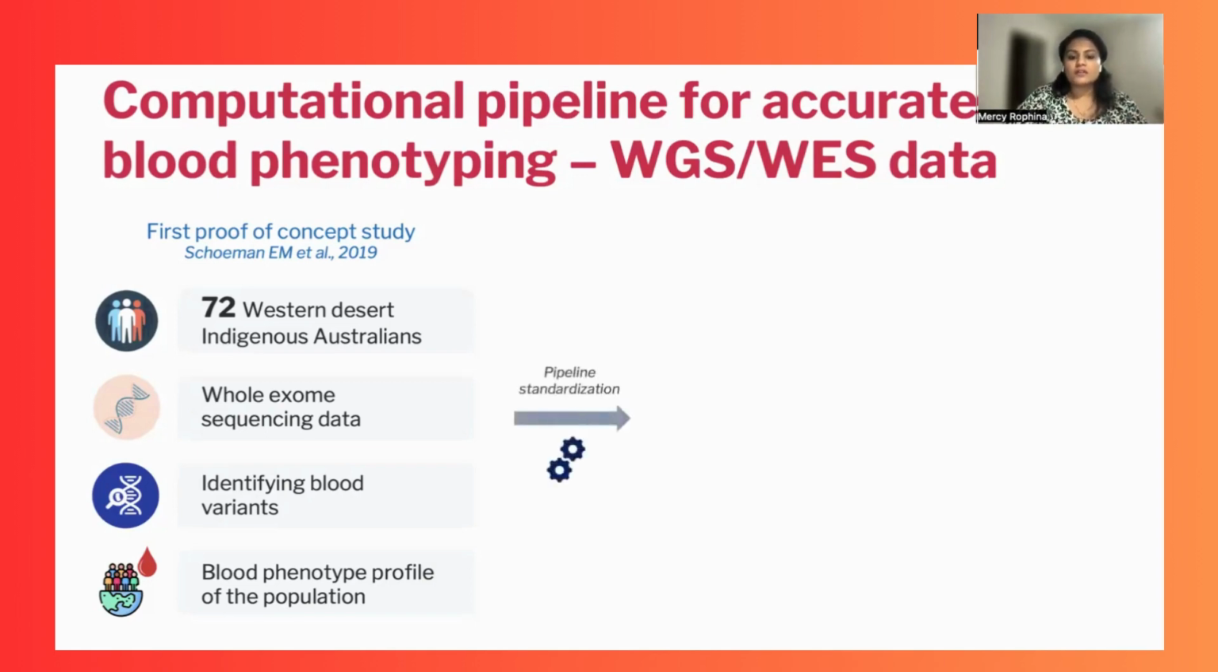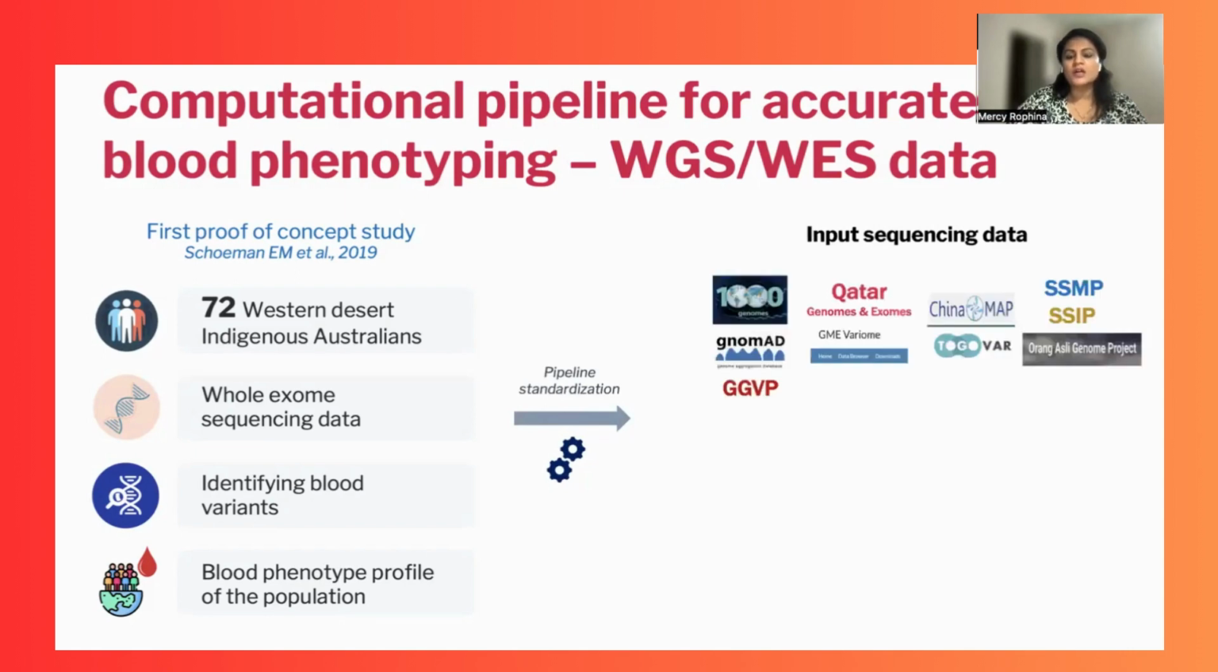So the workflow for this particular exercise is going to be very simple. We will have the sequencing data, which is the input data. This can belong to any global population. The first proof of concept study was done on the Australian population. Similarly, this can be done on any of the publicly available data sets.